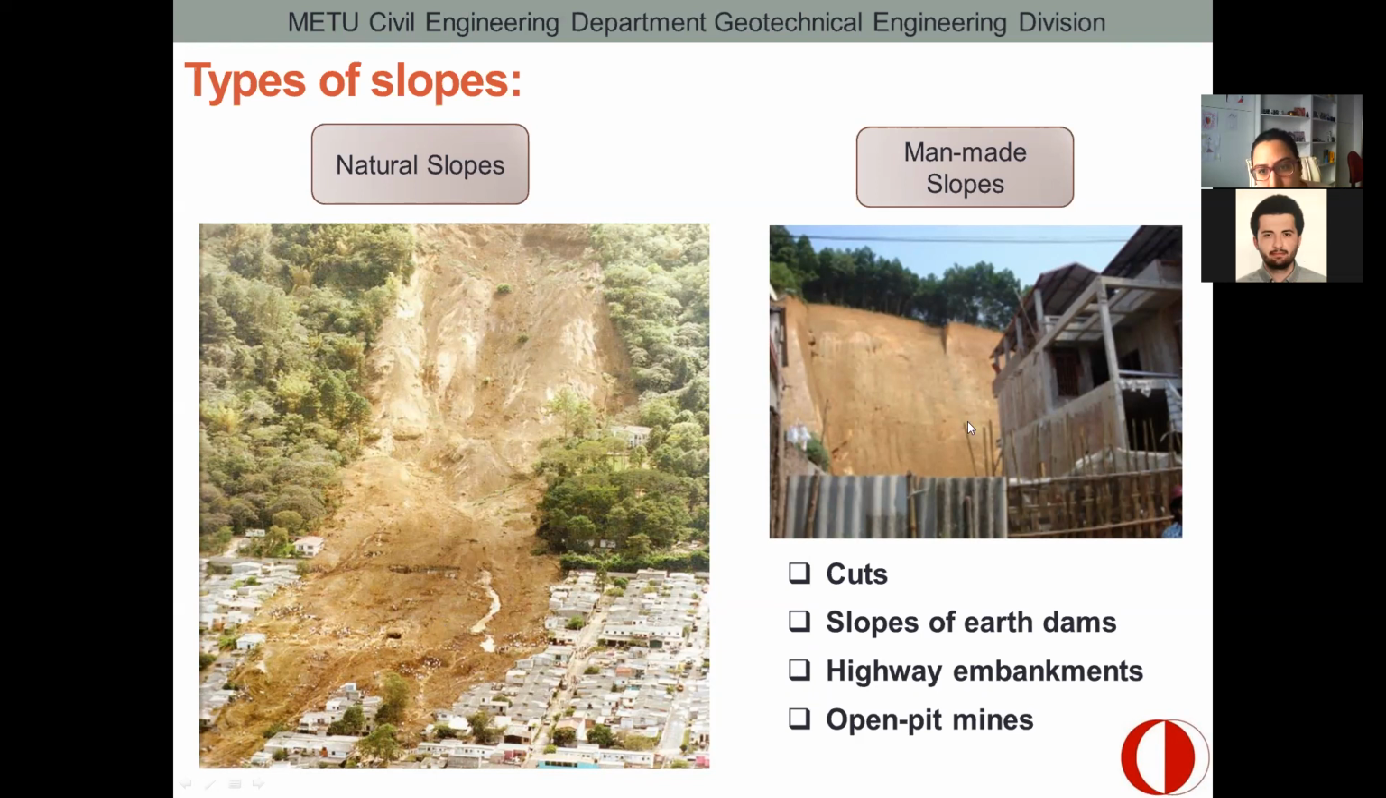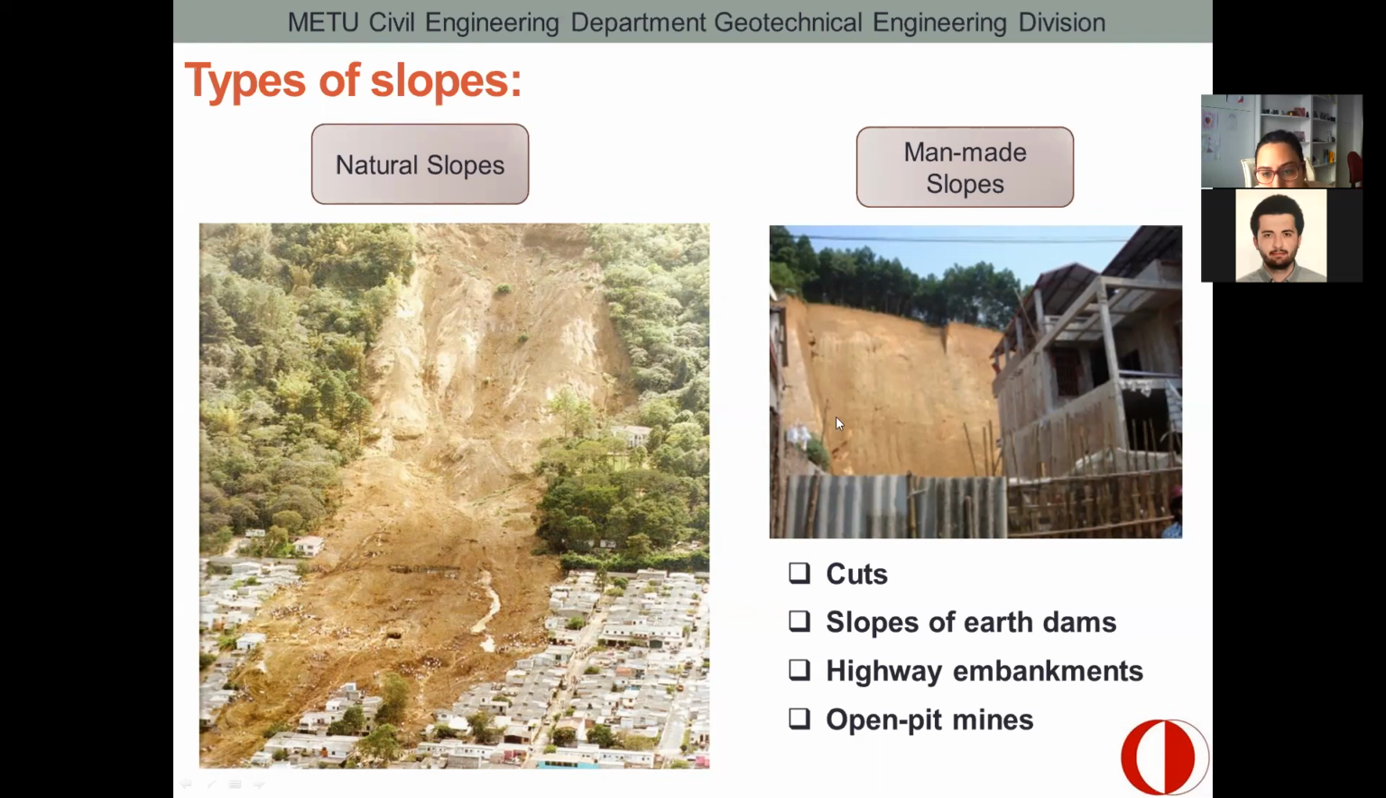The other alternative is man-made slopes, as you can see in the right-hand side. These man-made slopes can be there because of some cuts or excavations that we have performed. Okay, the faces of the earth dams have slopes, and any highway embankments that you can see all the way in your highways are slopes. So these slopes are created either by excavation of cuts or by fills and embankments. In that case, please remember the geometrical properties of the slope is designed by the engineer.